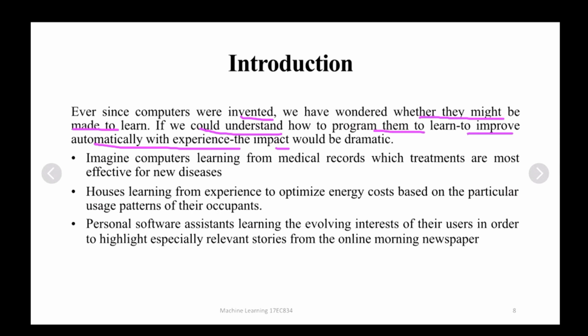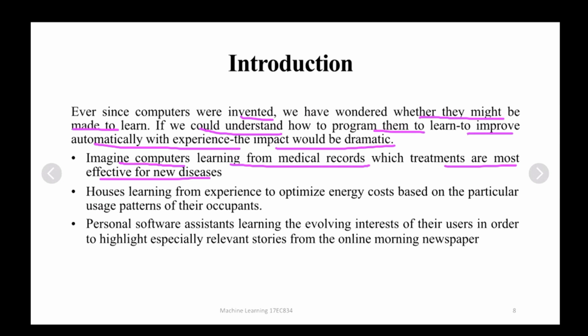So your machines are capable of understanding the algorithms, whatever knowledge you are going to give to them, and they can perform independently for you. Like your robotics, a programmed robot will perform its activity with so much precision and accuracy. That is what machine learning is. One such example is, imagine computers learning from medical records which treatments are most effective for new diseases.